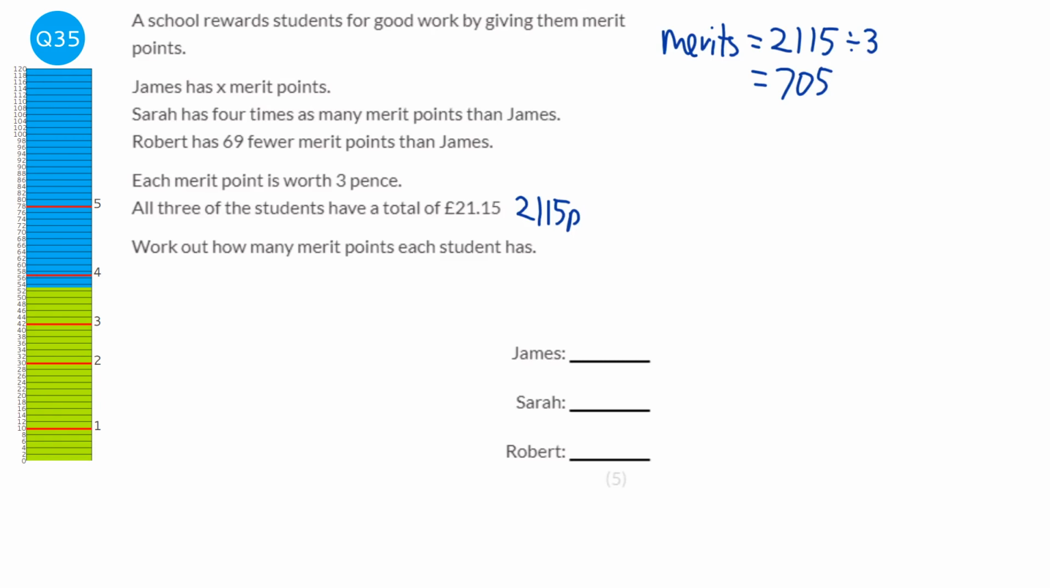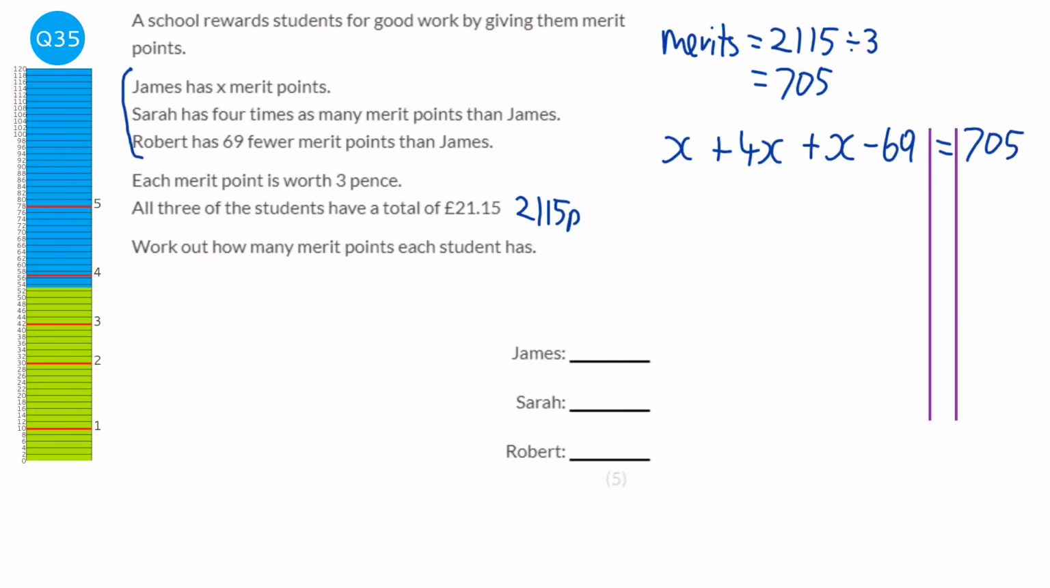Next, have a look at this part of the question, where it says James has x merit points. Sarah has 4 times as many points as James, so she's going to have 4x. Robert has 69 fewer merit points than James, so he's going to have x minus 69. And we know that that equals 705 because we've just worked that out. And this feels like a solving coming on. So we've got x plus 4x plus x, which is 6x, minus 69 equals 705. And we're going to add 69 to both sides.